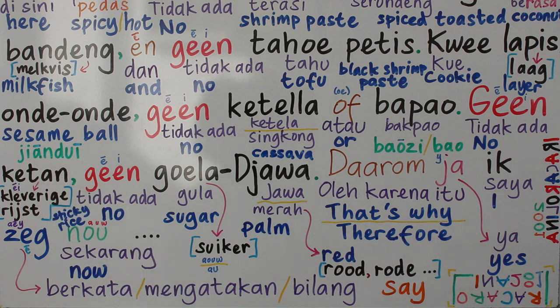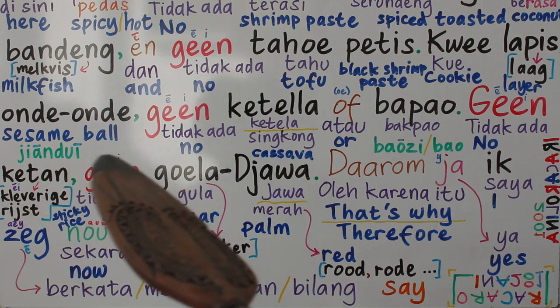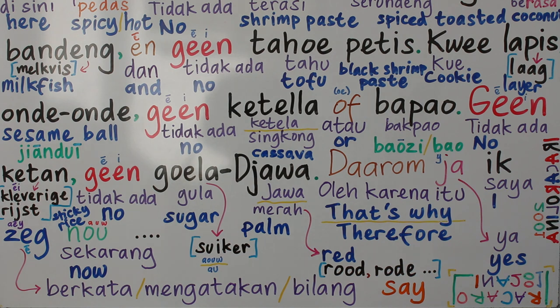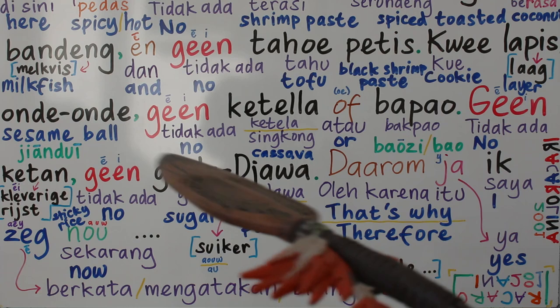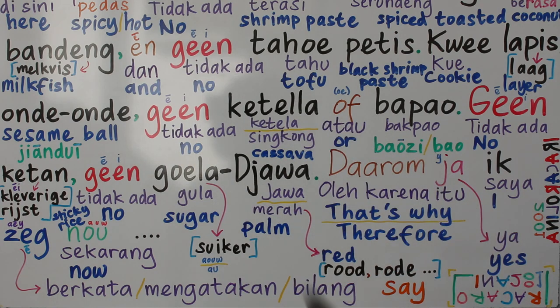This is the way you write it, like this. And I will try to pronounce it. I apologize if it's wrong. Jian Dui. Jian Dui. Because in Chinese, the J is pronounced as che, and the D is pronounced as T. Jian Dui. Okay. And now this one. Cassava in Indonesian or Bahasa Indonesia, the word that we use often is this one, singkong.